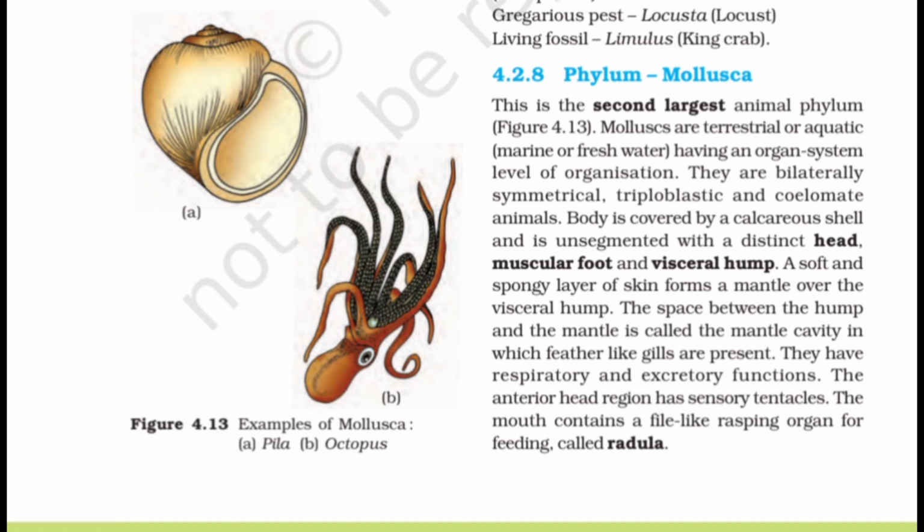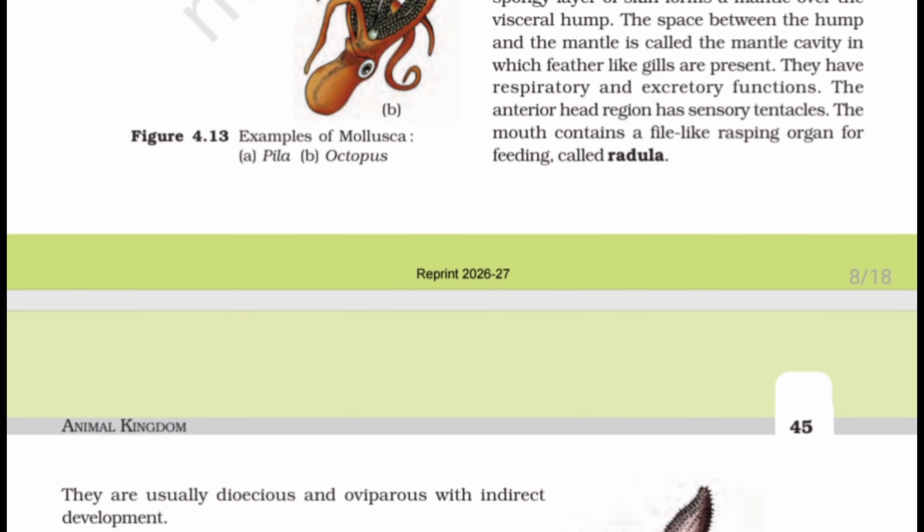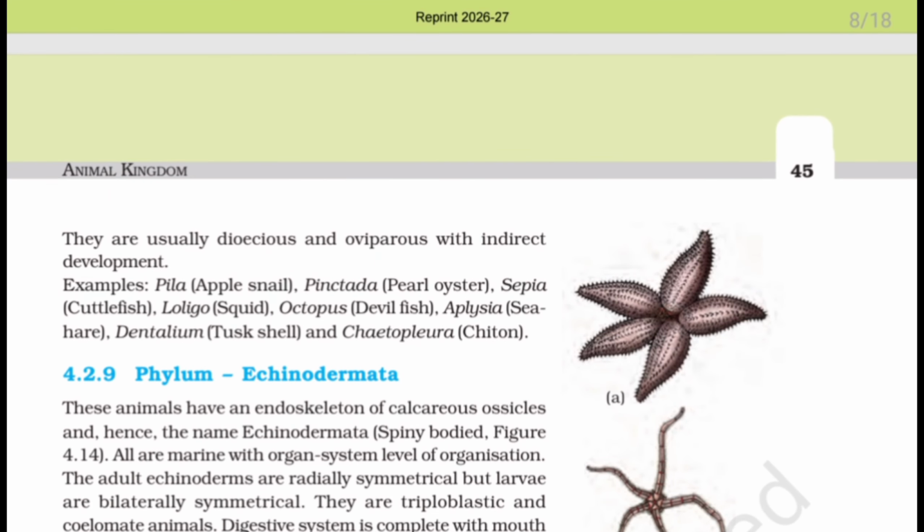The anterior head region has sensory tentacles. The mouth contains a file-like rasping organ for feeding called radula. They are usually dioecious and oviparous with indirect development. Example: Pila, apple snail, Pinctada, pearl oyster, Sepia, cuttlefish, Loligo, squid, Octopus, devilfish, Aplysia, sea hare, Dentalium, tusk shell, and Chaetopleura, chiton.